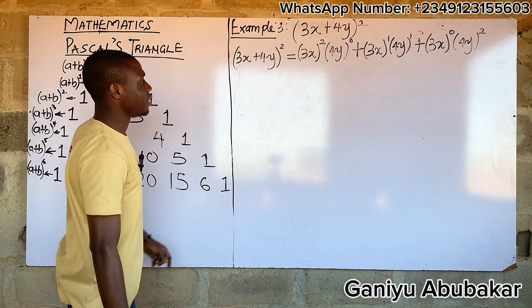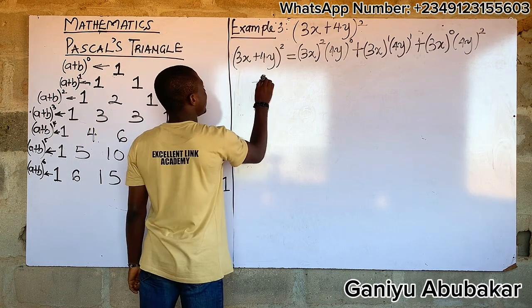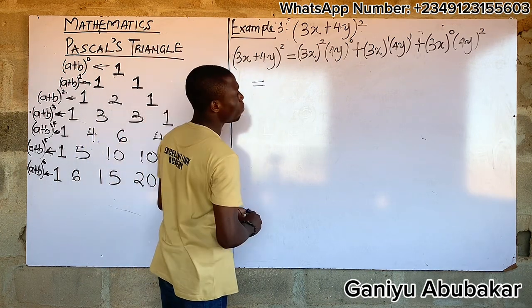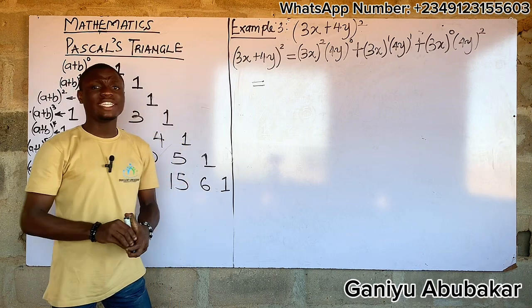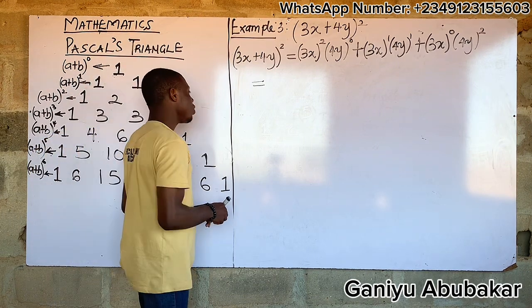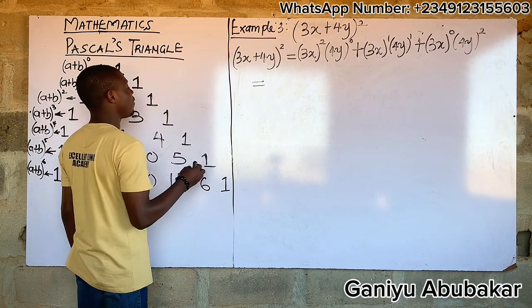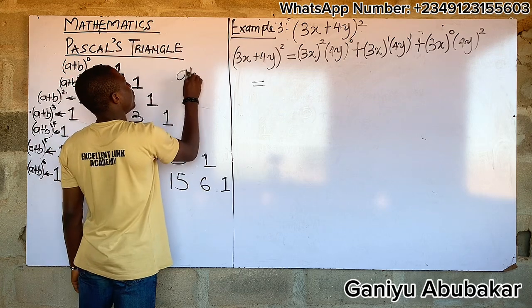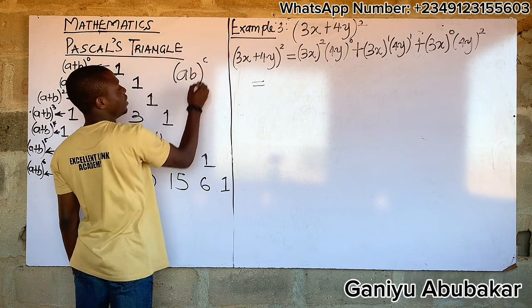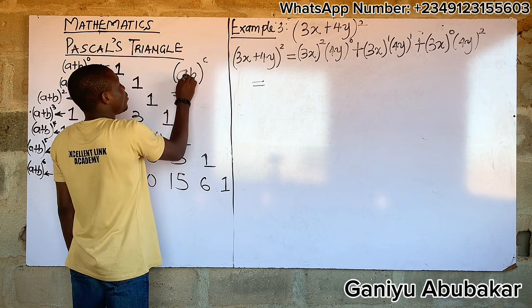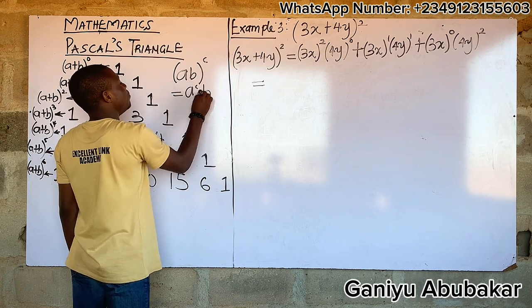Right, so what's the next task here? At this point now, my next task obviously is to take you back to your indices concept. What do we know from indices? We know that if I have (AB) to power C, to express this becomes A to power C, B to power C.